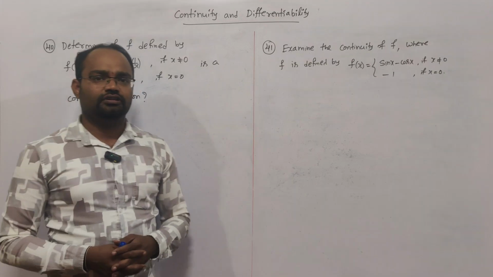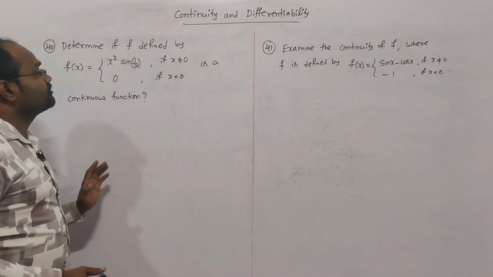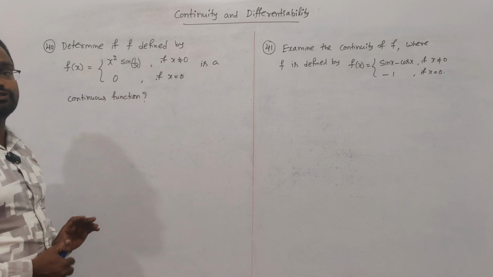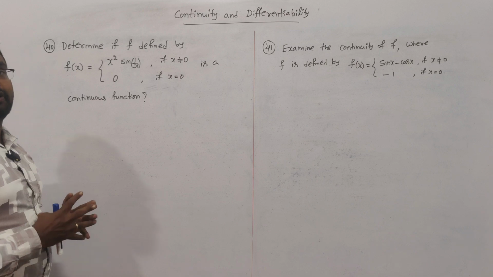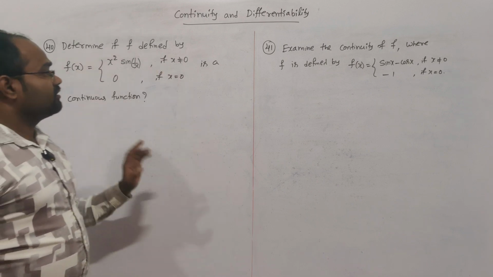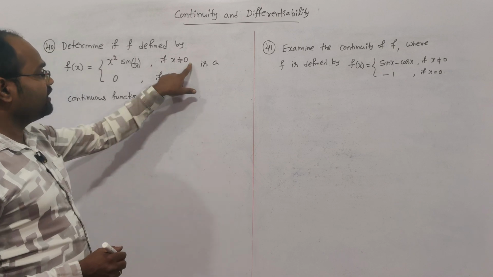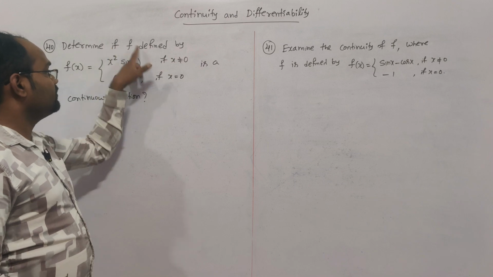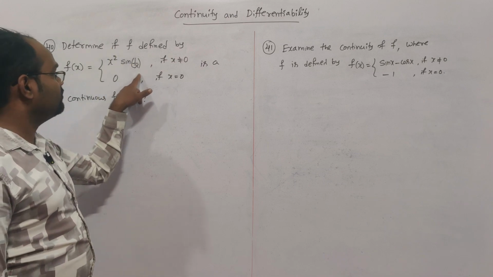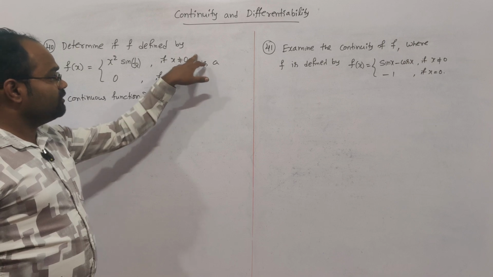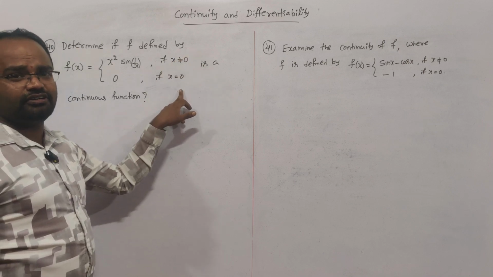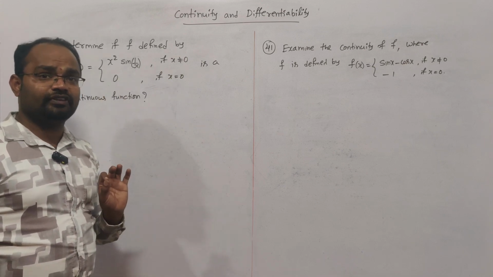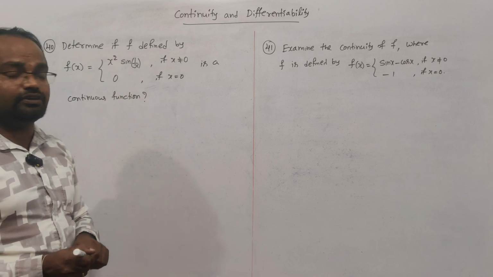Right? Okay, next. Determine if the function defined by x square into sine 1 by x if x not equal to 0, and 0 if x equal to 0, is continuous or not. So for x not equal to 0, x square is a continuous function because it is a polynomial, and sin 1 by x is continuous. Only at x equal to 0, because it is the point of separation, there is a chance of discontinuity. So we only have to check at x equal to 0.